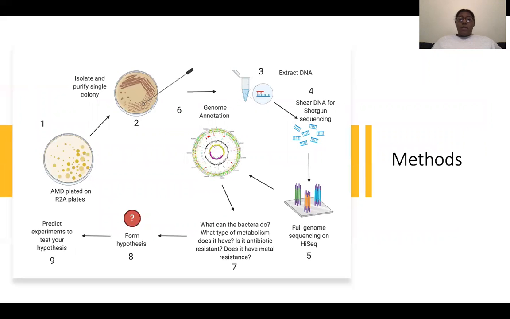I provided a diagram of half of the methods that were used in this experiment. Acid mine drainage was plated on R2A plates. A single colony was isolated, the DNA was extracted, and then sequencing was done. Genome annotation is where KBase comes into play, and then a hypothesis was formed, and the hypothesis was tested.